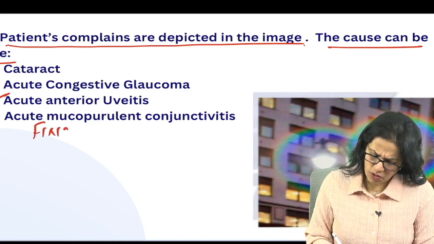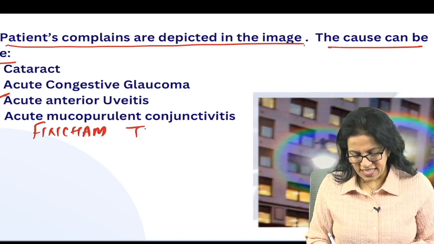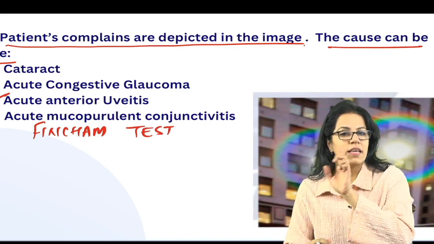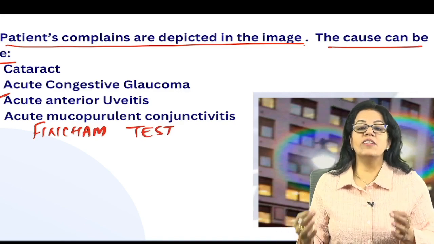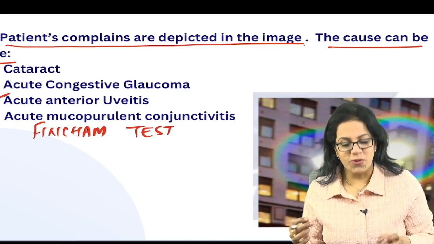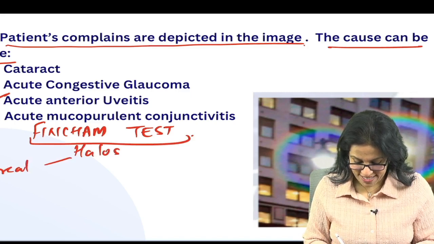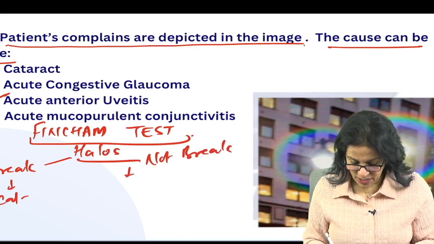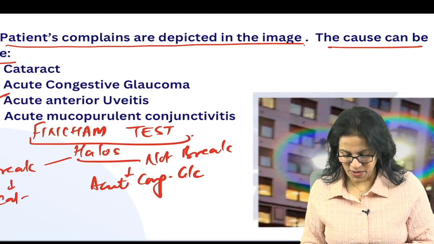What is Fincham's test? It's an old question also, but again they have asked you recently as well. Patient is seeing colored halos. You pass a stenopeic slit in front of his eyes. Looking through that slit, if his halos are breaking, then it is cataract. If not, it is acute congestive glaucoma. So please remember, if the halos break, then this is cataract. If not broken, you will answer acute congestive glaucoma. Right?